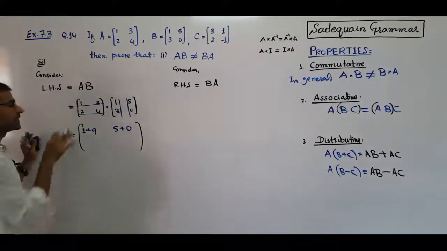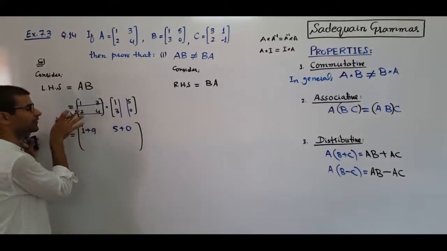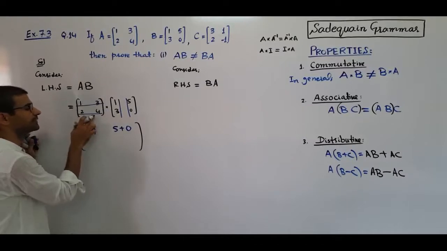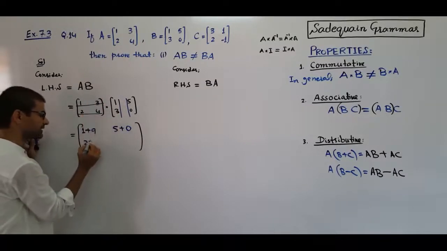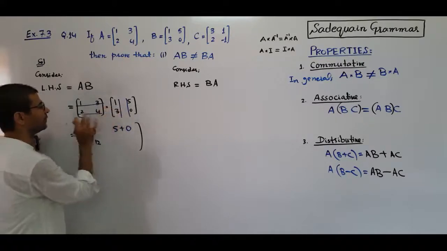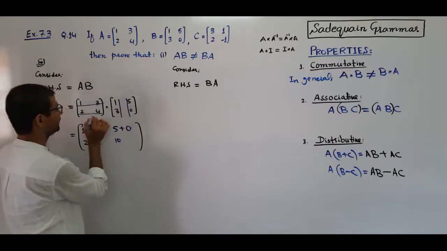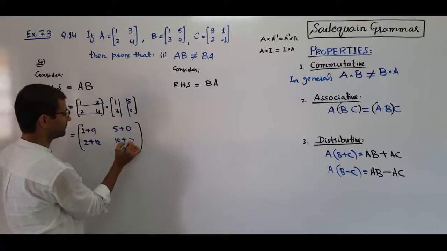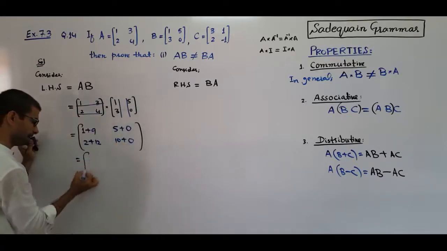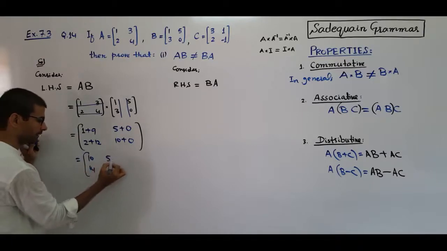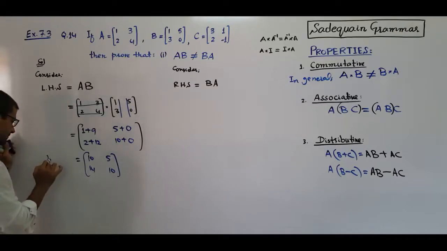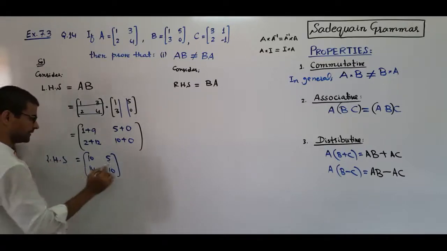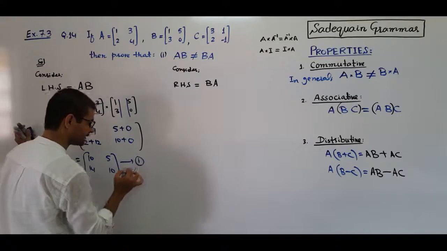Now come to the next row. 2 4 is the next row of the first matrix. Now multiply this with each column of the second. 2 1s are 2, 4 3s are 12, 2 5s are 10, 4 zeros are 0. Now simplify: 10, 14, 5, 10. Left hand side. This is your first result.